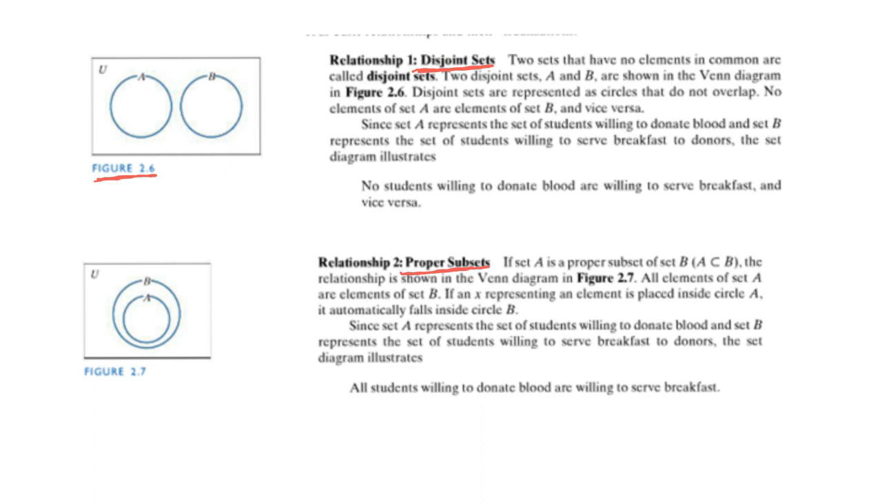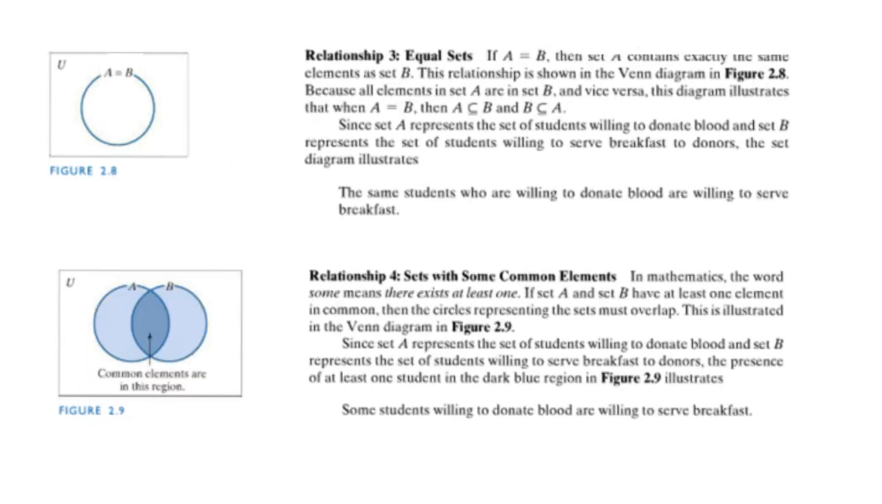A proper subset says the conditions for that would be that set A is a subset of B and set A is not equal to B. So if you take a look at figure 2.7, you can see that set A is contained inside of set B, and you can also see set A is not equal to B. We will continue on to the next slide to look over the remaining relationships.